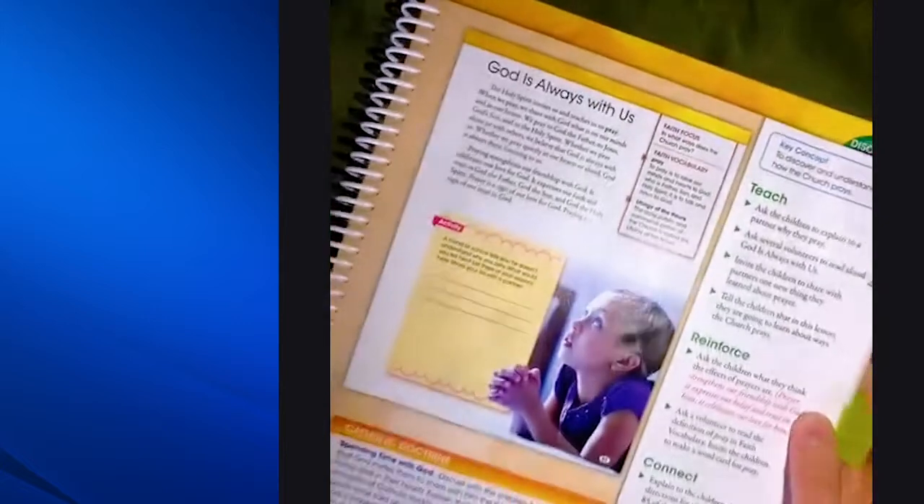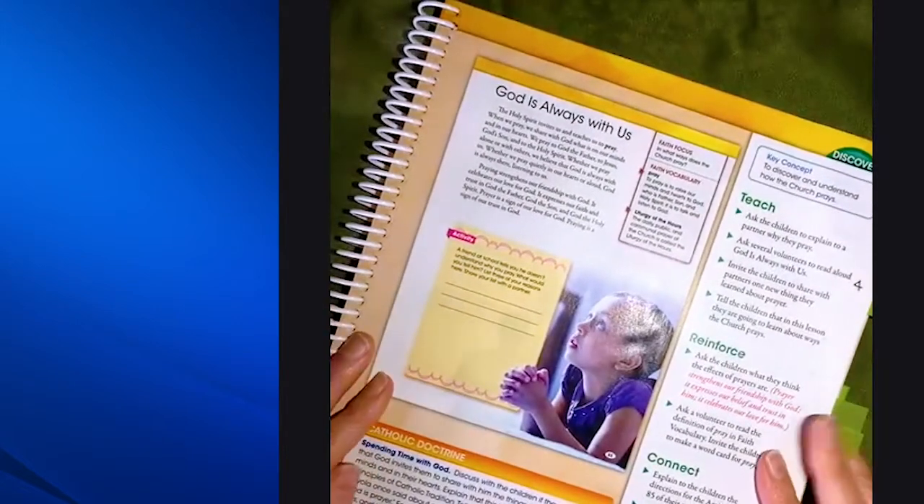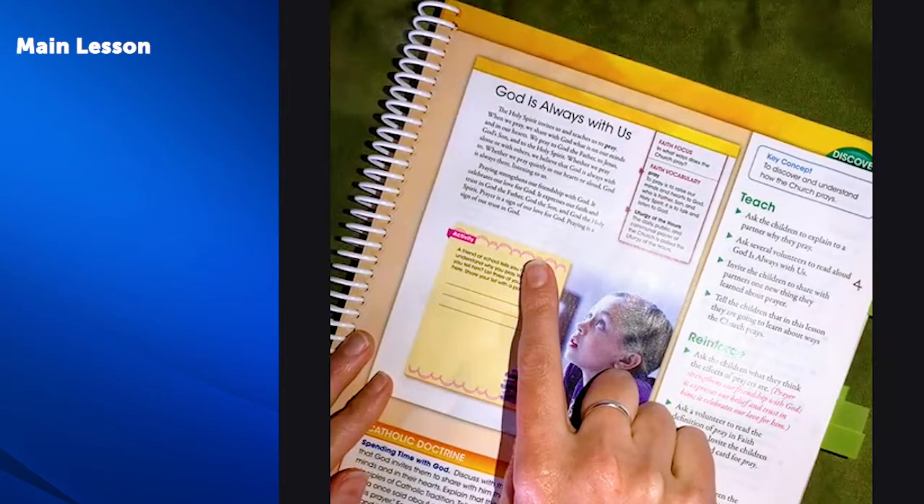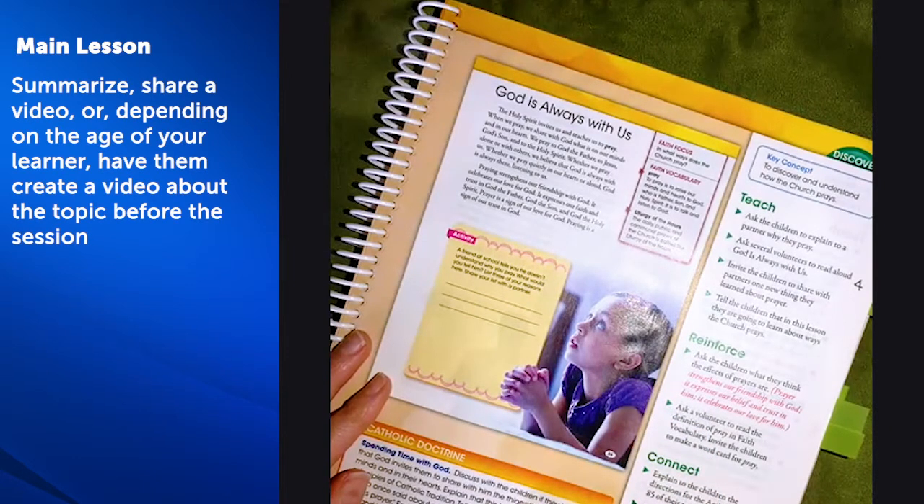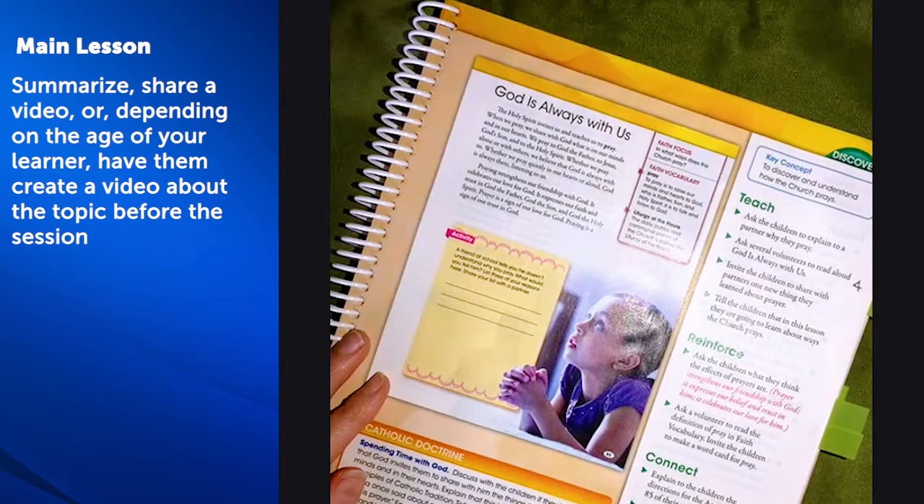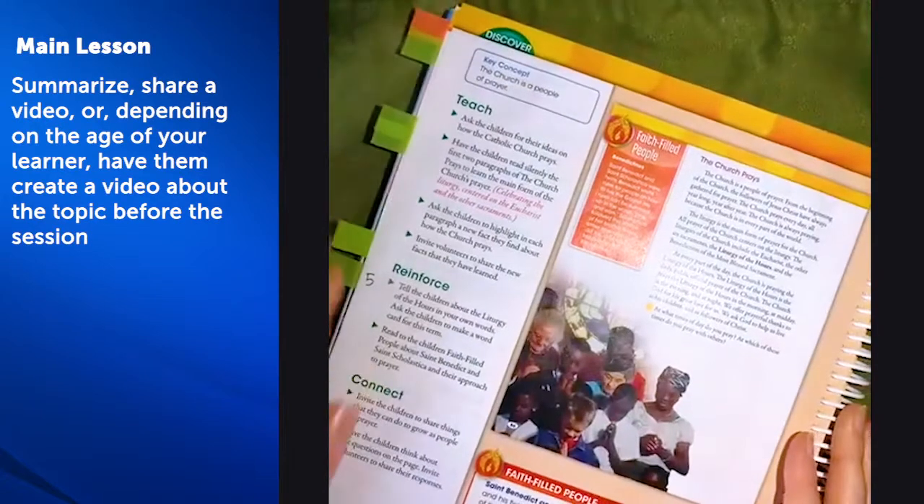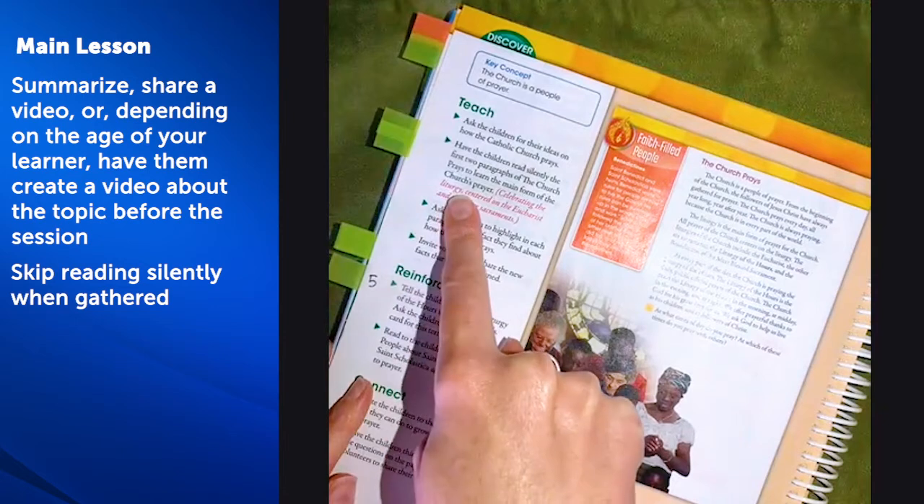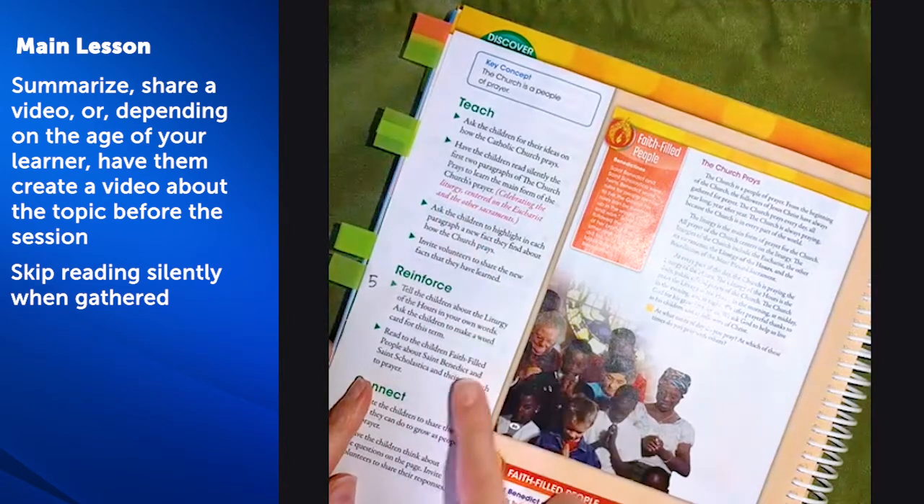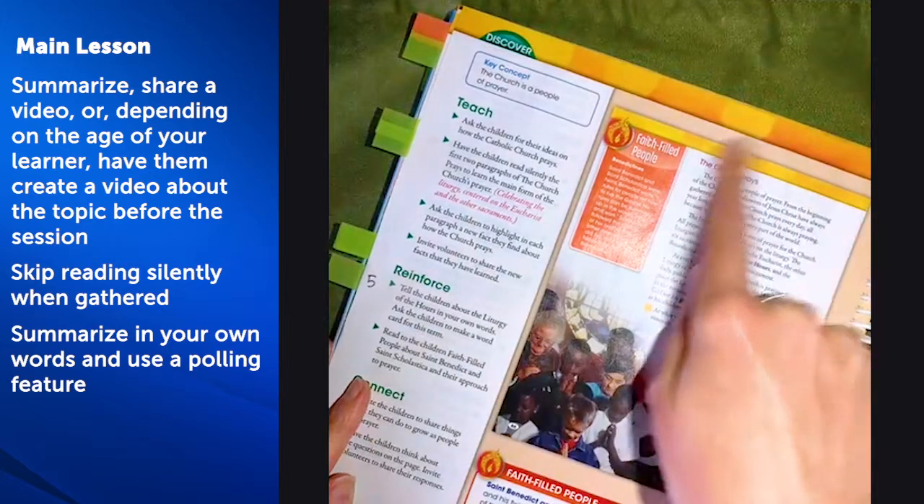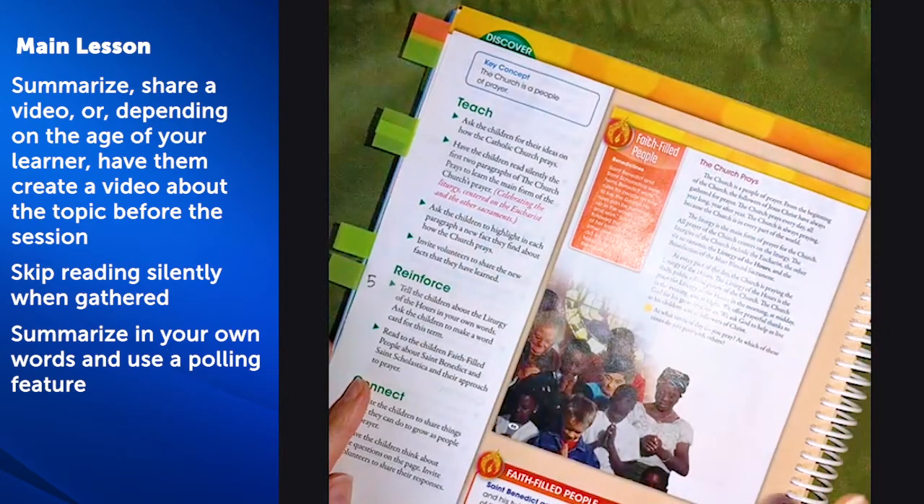As you move into the heart of the teaching, you're going to want to think of what are the key pieces of this lesson. You may summarize these, offer a video, or depending on the age of your learners, have them provide a video that they create before the session is gathered. I would skip anything that says for them to silently read and rather tell in my own words what the content is of this page. You might use the polling feature for a question to make sure they're still following along.